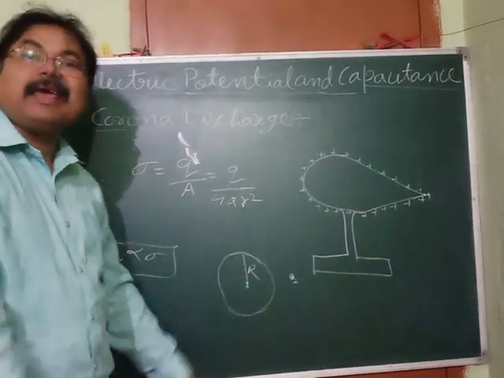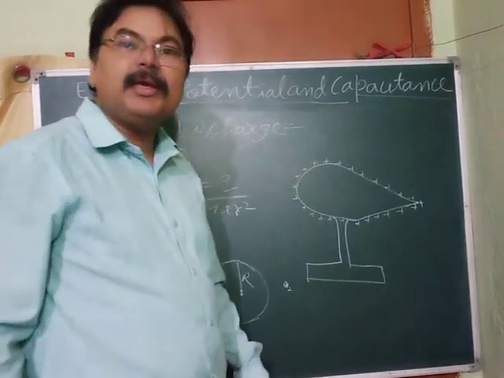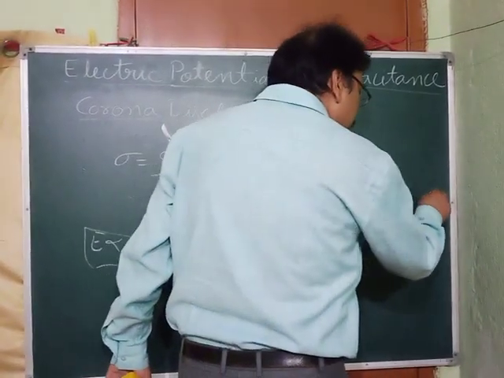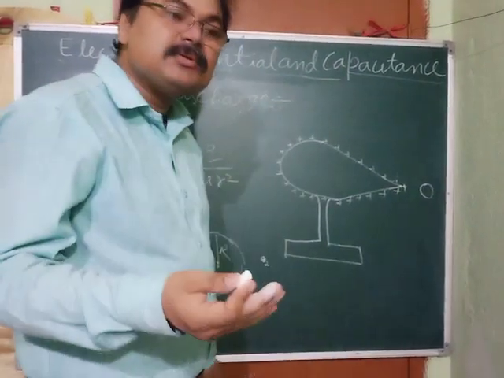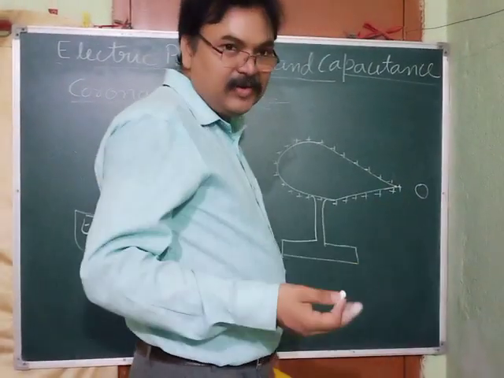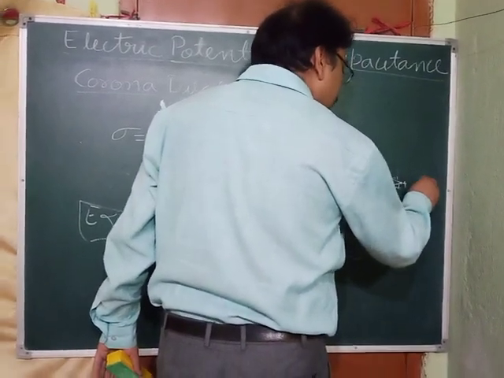Suppose you have placed it in air. Now what will happen? There are air molecules around it. Suppose you consider the air molecule present here. It will have atoms of gases, different gases. Suppose this is one atom out of that. This is the nucleus and here is the electron.